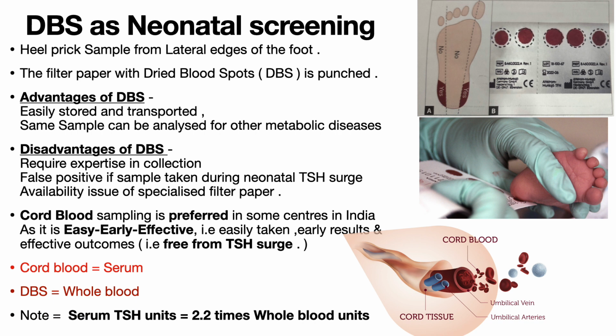The serum TSH units are 2.2 times the whole blood units. Hence, if a child is declared as hypothyroid using DBS, then the value of TSH will be 2.2 times less than the serum values.